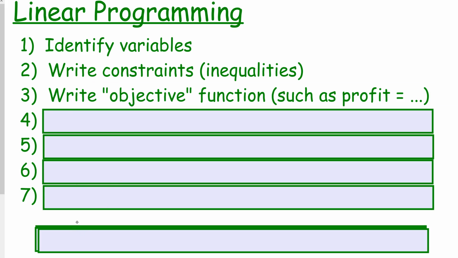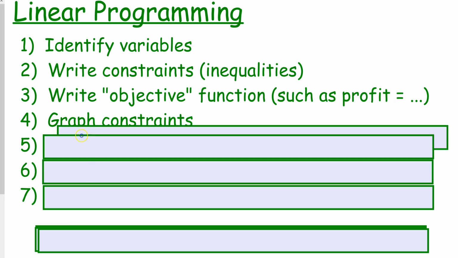Step number 3, you have an objective in each problem. The objective could be to make the most profit, or to have the smallest cost, or something of that nature. So that's called the objective function. It's also called the decision function.